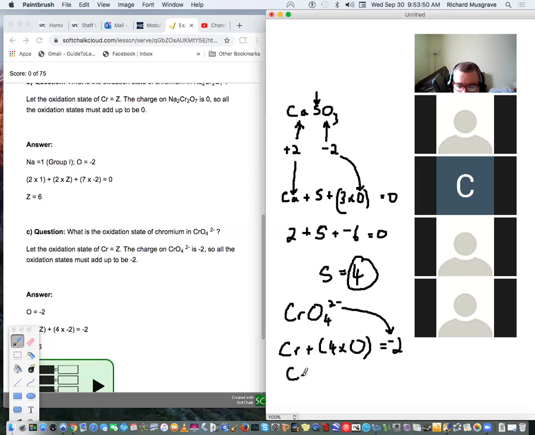So it'd be Cr plus, that's not a 0 by the way, it's oxygen, times -2 equals -2, which means chromium would be 6. So +6 effectively would be the charge on the chromium. So that's the basics of it, the very basics of how to determine the oxidation state on something. It won't be a test question, but you will see it in the homework.